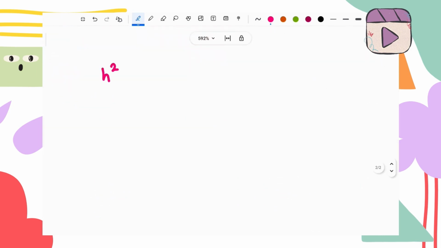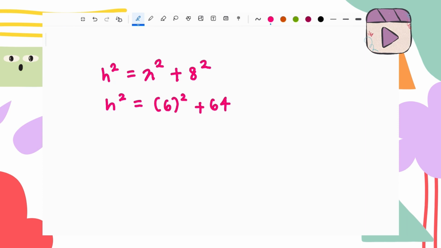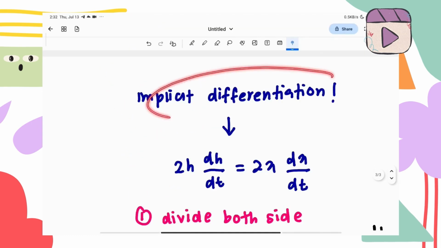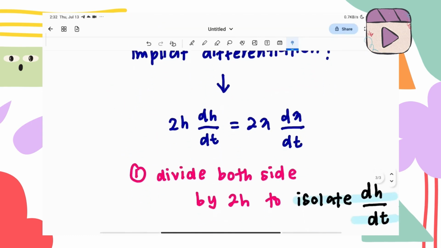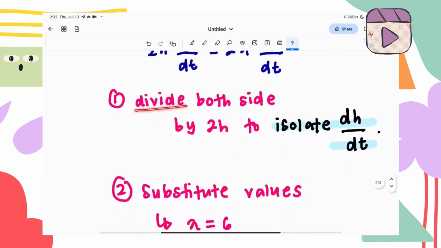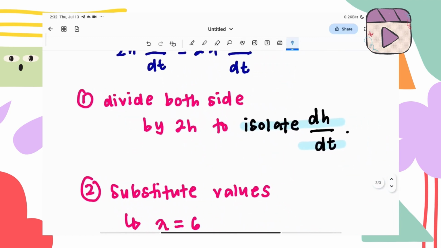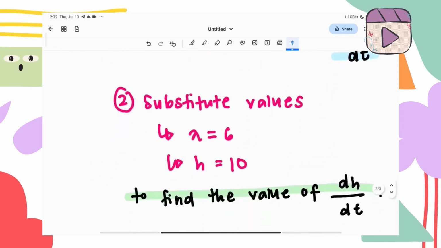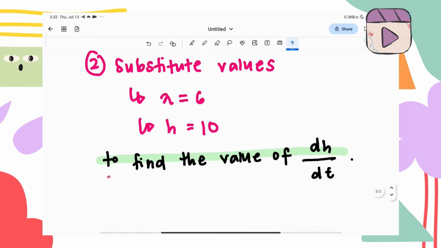Hence, when we know h is equal to 10 miles when x is equal to 6 miles, we can differentiate both sides of the equation with respect to time. Through implicit differentiation, we have 2h dh/dt equal to 2x dx/dt. Divide both sides of the equation by 2h to isolate dh/dt. Substitute the values x equal to 6 and h equal to 10 to find the corresponding value of dh/dt.